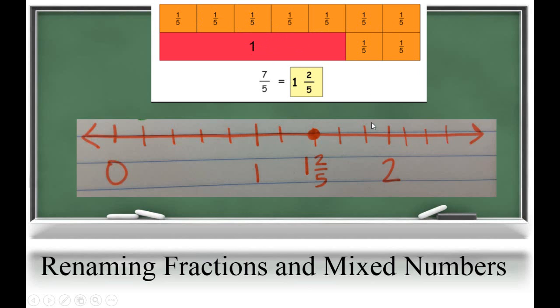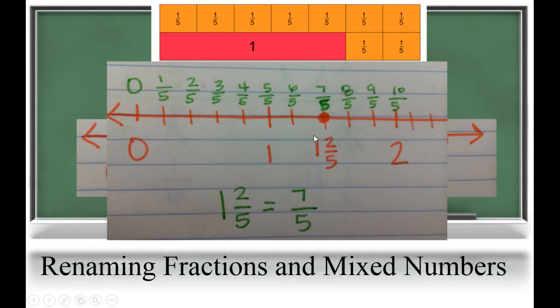Let's see what that would look like on a number line. So students would have 0, 1, and 2, because they know 1 2/5 is in between 1 and 2, and then they would break their number line into fifths. They would find 1 2/5 on their number line, and then just count the number of fifths it takes to make 1 2/5, and we have 7/5.